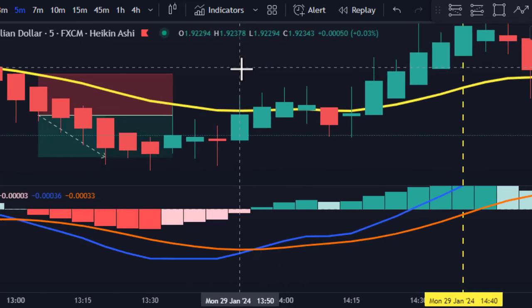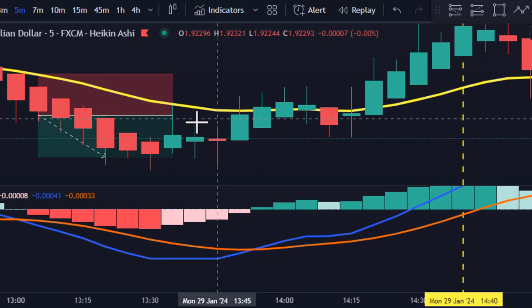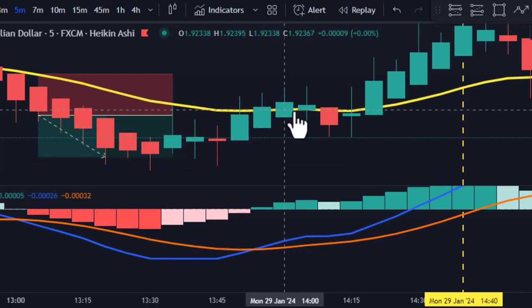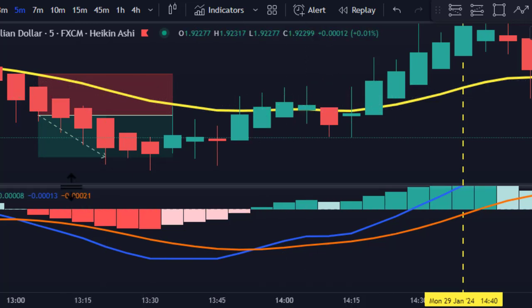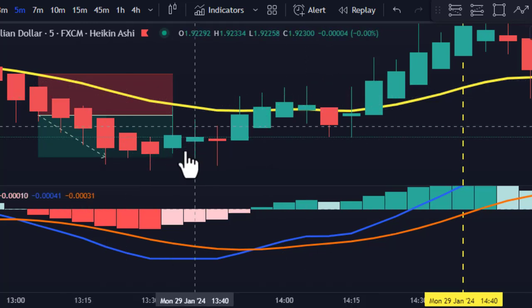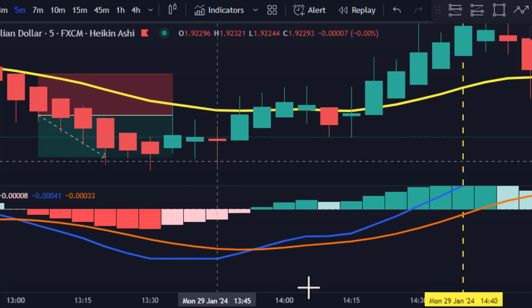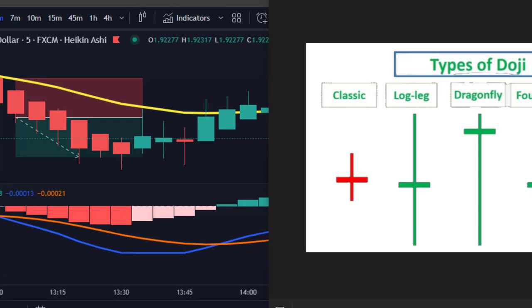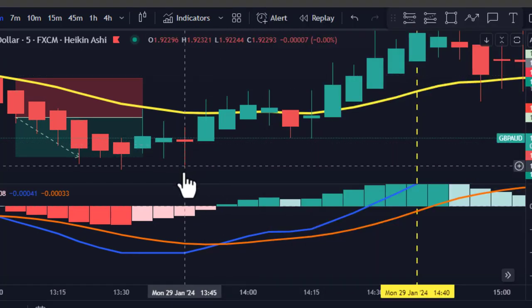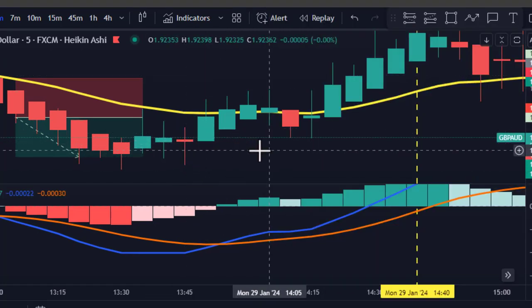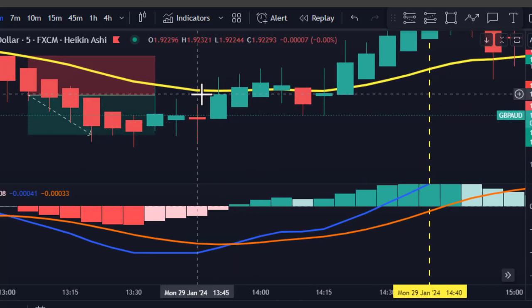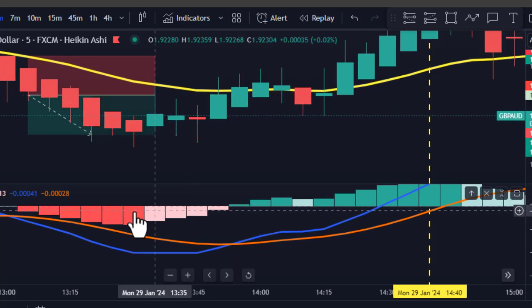Earlier we had this 2-1, which is very similar to the plus one. Over here we see this is indecision, with almost equal upper and lower wicks. But this one looks like a dragonfly, isn't it, guys? Very similar to this dragonfly. You see the lower wick is longer, and with that we see the selling pressure is weakening over here.